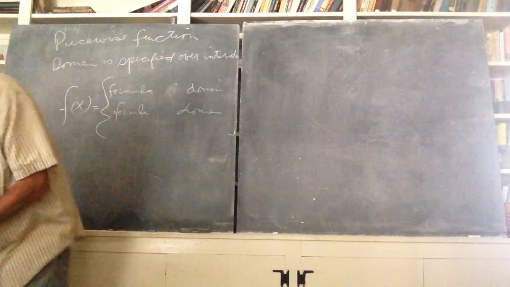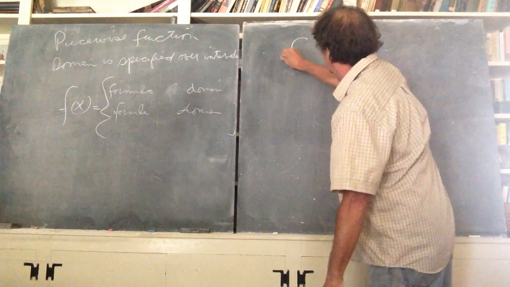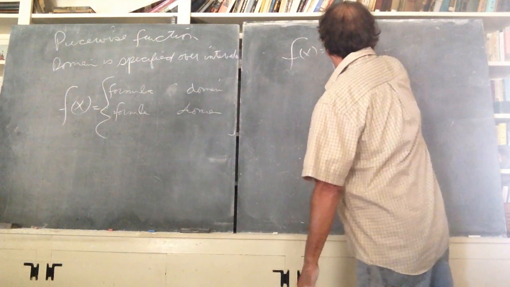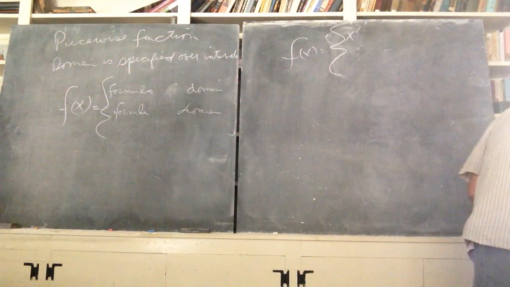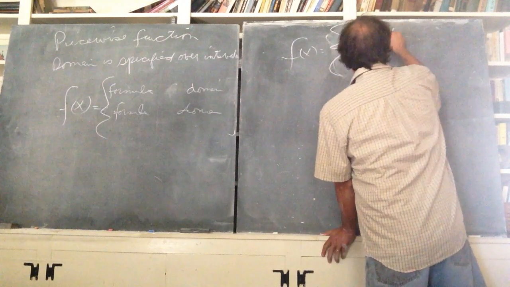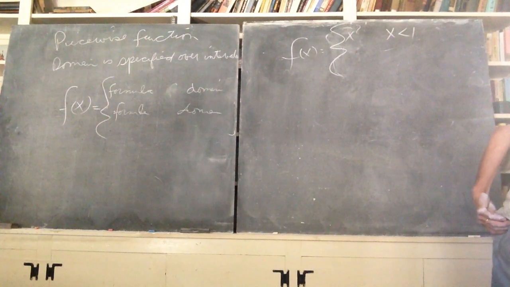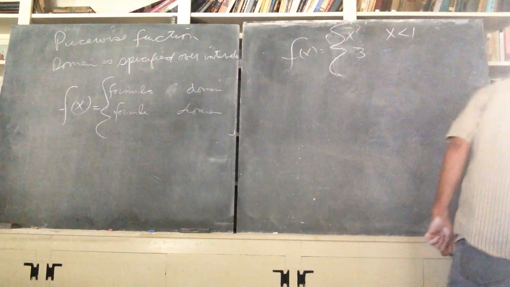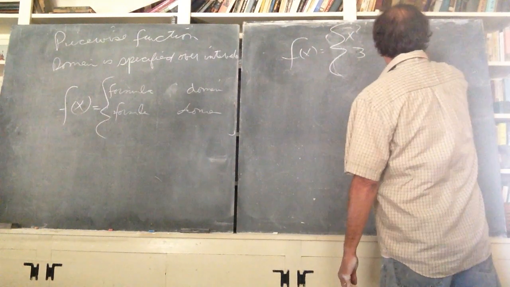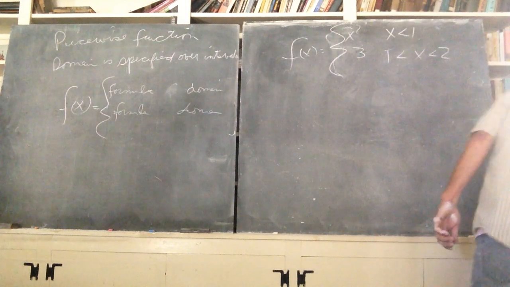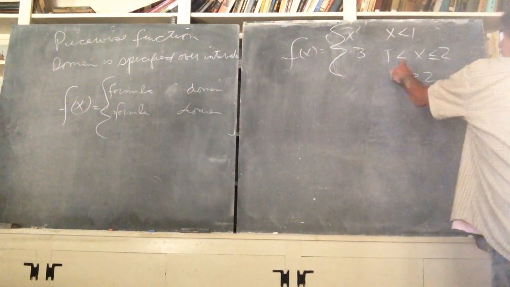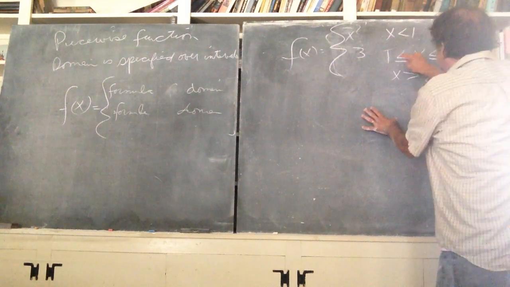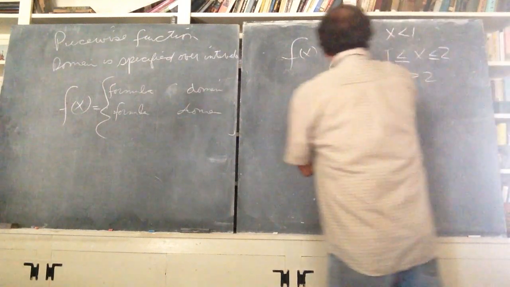This might be straight from the book. Okay. f of x equals x squared if x is less than 1. f of x equals 3 if x is between 1 and 2. And f of x equals x if x is greater than 2.